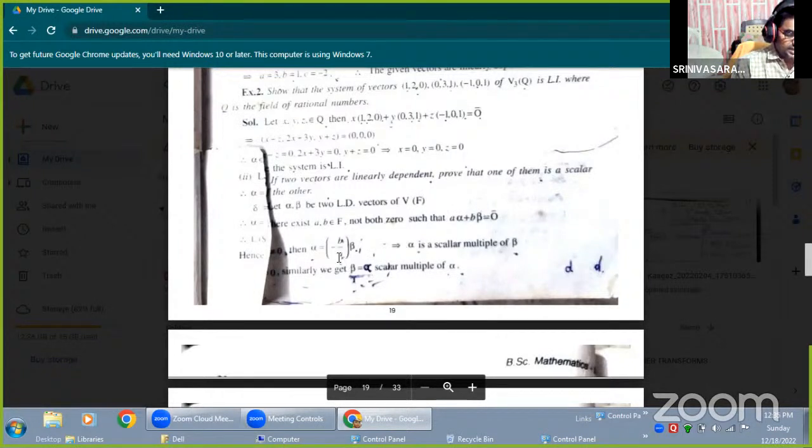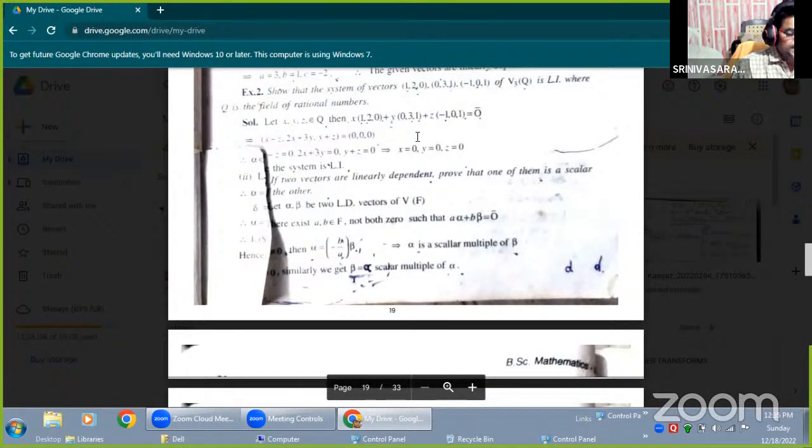Because A is the denominator, here A not equal to 0 means that the inverse exists. So finally, alpha is a multiple of the other vector. In the same manner, B beta equals minus A alpha, so beta equals minus A by B of alpha. Therefore, beta is a scalar multiple of alpha. That is the other one.